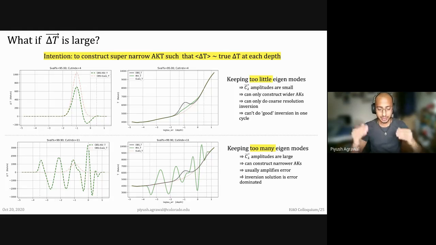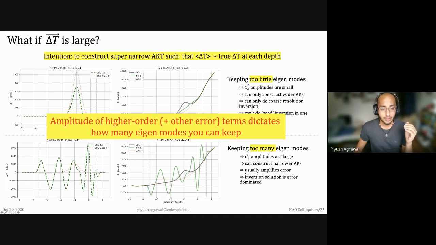So you are in this dilemma: whether you should keep too few eigenmodes so that your error is not amplified, or keep too many eigenmodes so that you can do a better inversion, but at the same time the inversion solution is actually dominated by the error.